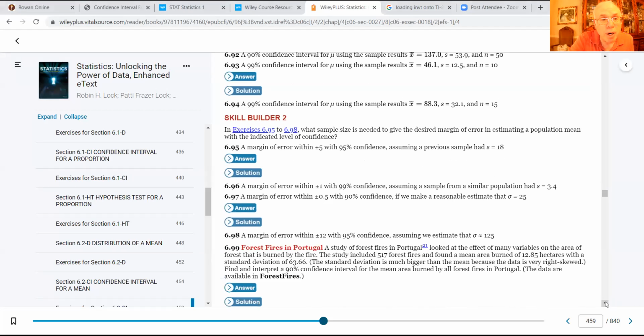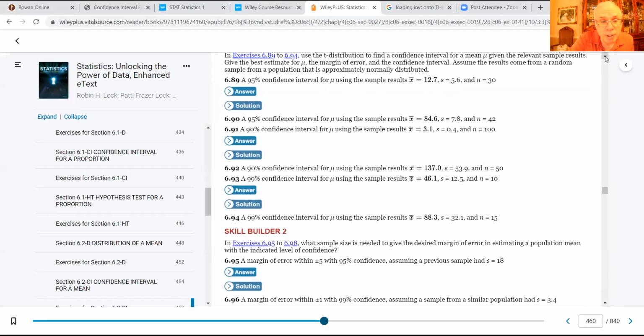Done everything but a word problem. And by the way, actually, let's do one more. Let's do the 99% confidence interval. Let's do 6.93 here. So 6.93. Notice that the mean is 46.1. Sample standard deviation is 12.5.